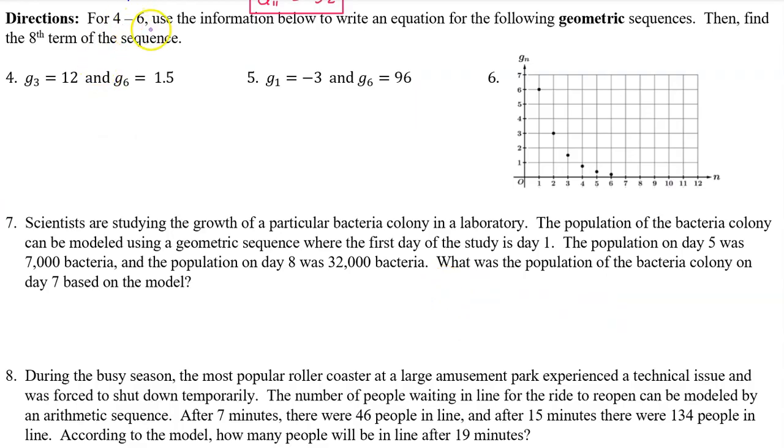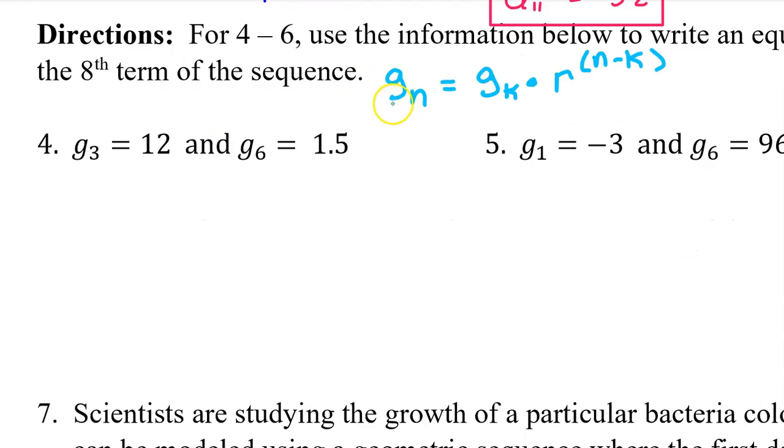For number 4 through 6, use the information below to write an equation for the following geometric sequences. Then find the 8th term of the sequence. Here is the general model for the nth term of a geometric sequence where, well, Gn is the term n, Gk is term k, and r is the common ratio between the successive terms. I'm going to plug in G6 for Gn and G3 for Gk.